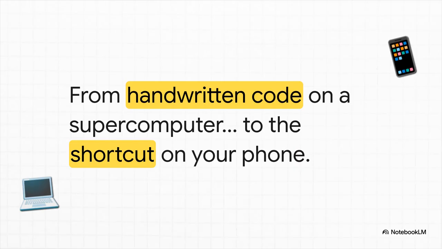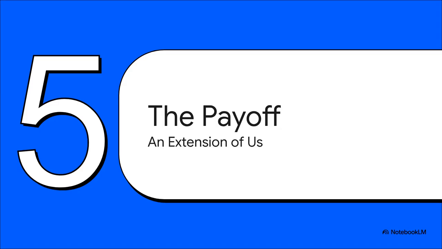And there you have it. That's the whole journey. From a person handwriting code on a supercomputer to achieve near-perfect efficiency, all the way back up through all those layers to that simple, elegant little shortcut on your phone. So you gotta ask, why? Why go to all this trouble? What's the real payoff for connecting our little phones to these gigantic digital brains?